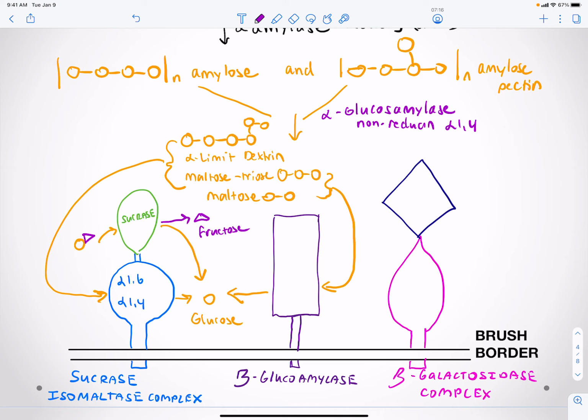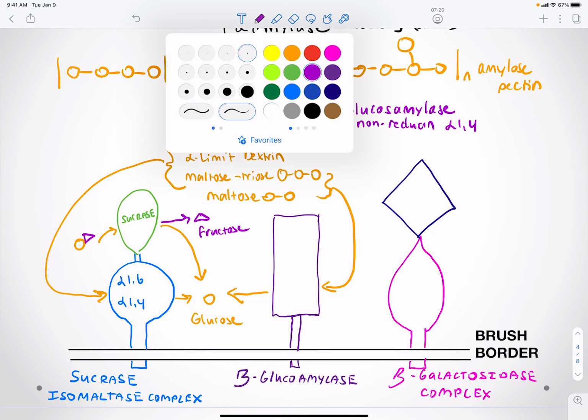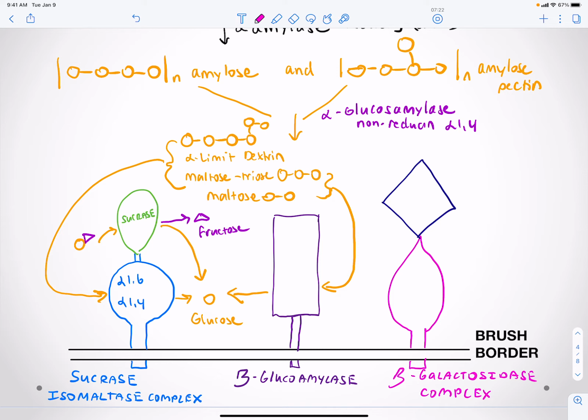And then on the other end, you're going to have the beta-galactosidase complex. And the beta-galactosidase complex is going to have lactase. And this is going to do the beta 1,4 bonds. And so you're going to have lactose.